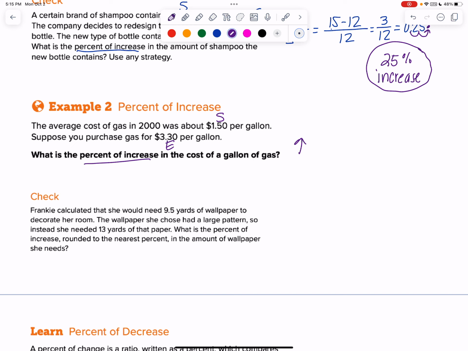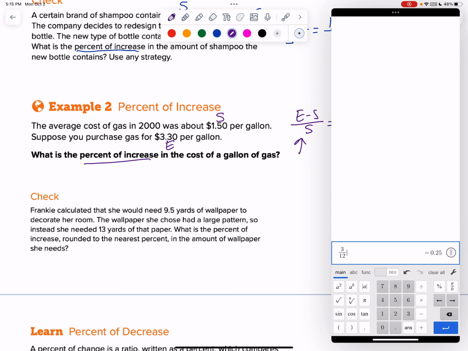All right, so end minus start over start. I'm going to write that formula every time so I don't make mistakes. The end is $3.30. Start is $1.50. Over the start is $1.50. Okay, and now I can go ahead and plug this in. So I'm going to do my parentheses. 330 minus 150.